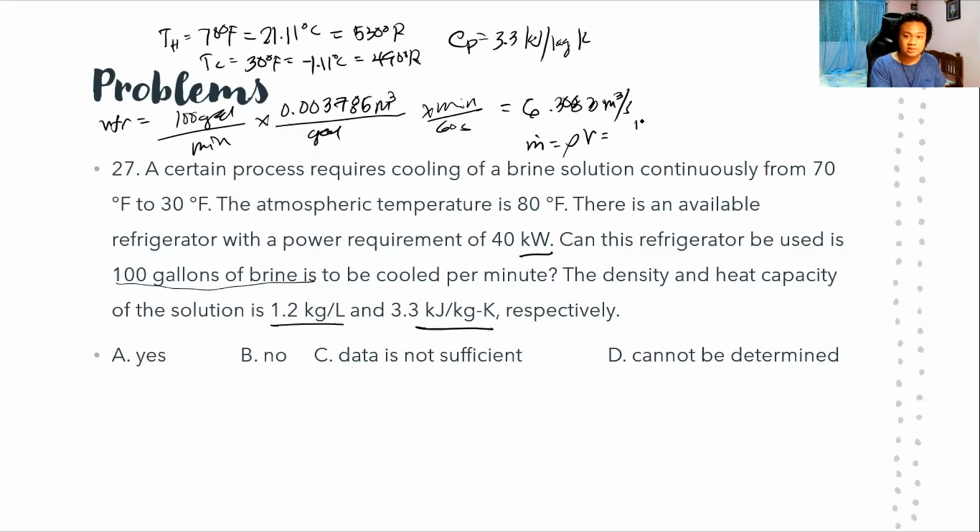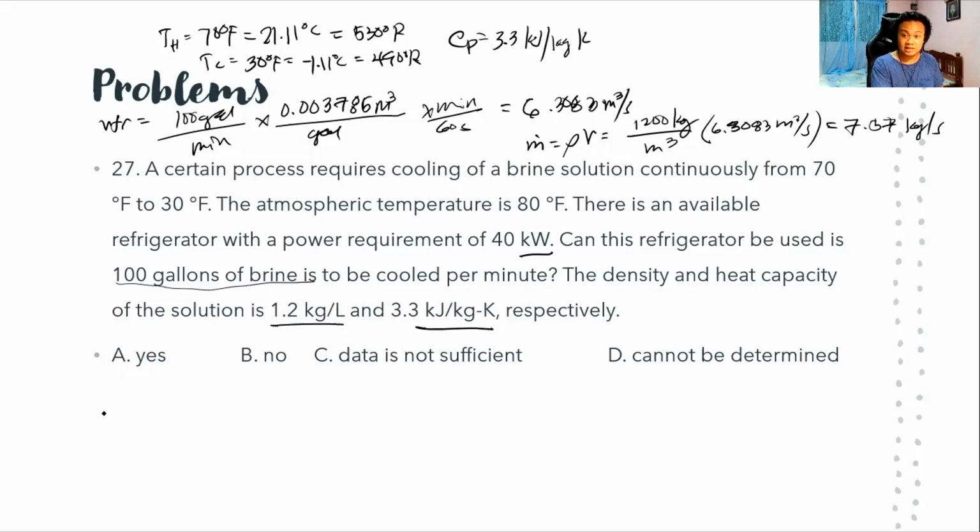So it is 1,200 kilograms per cubic meter, or 1.2 kilograms per liter. You find out the conversion of that, and then times the volumetric flow rate, you can get 7.57 kilograms per second mass flow rate.